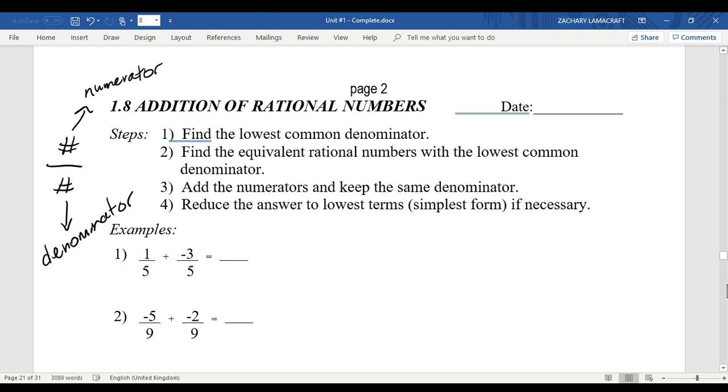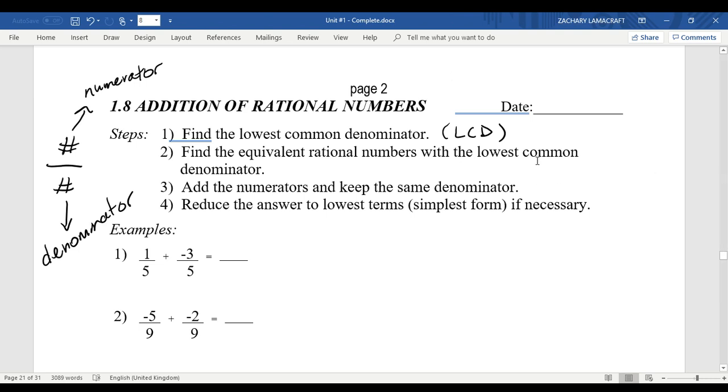Okay, so our job when we're adding is to find the lowest common denominator. You've probably heard of that before, or LCD. Basically, when you're adding fractions, you need to make sure that the bottom numbers, or the denominators, are the same. And if they're not, you either have to multiply one to equal the other, or you might have to multiply both to make sure that they match up.